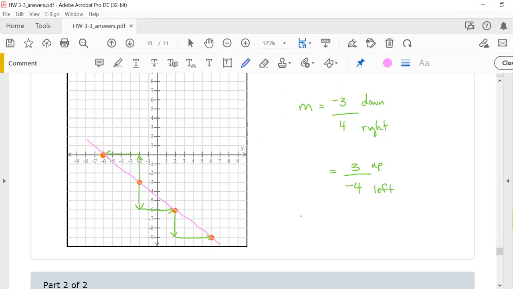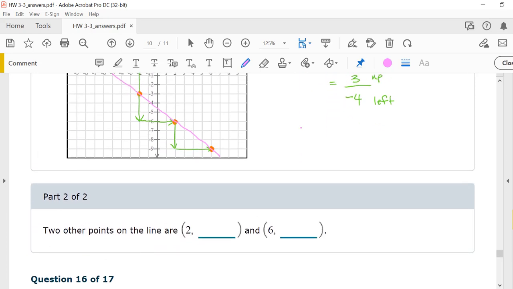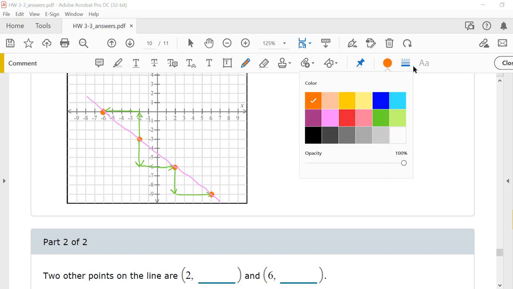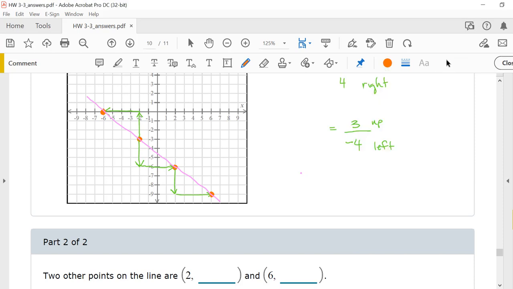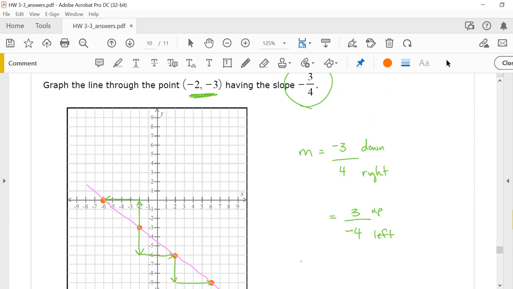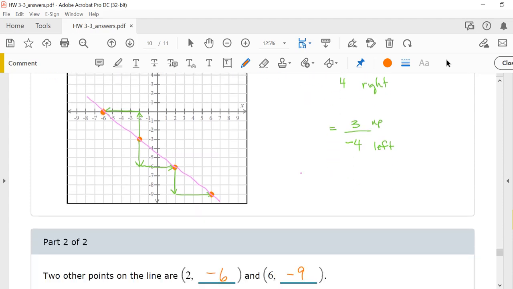Okay, now it wants me to find 2 other points, 2 comma what and 6 comma what. If you look at our graph up here, 2 comma -6 and 6 comma -9. Another way to find those points, nope, we're going to do it that way for now. So just keep doing your slope and you'll plot those points on your graph, and then you can see what the coordinates of those points are directly from your graph.